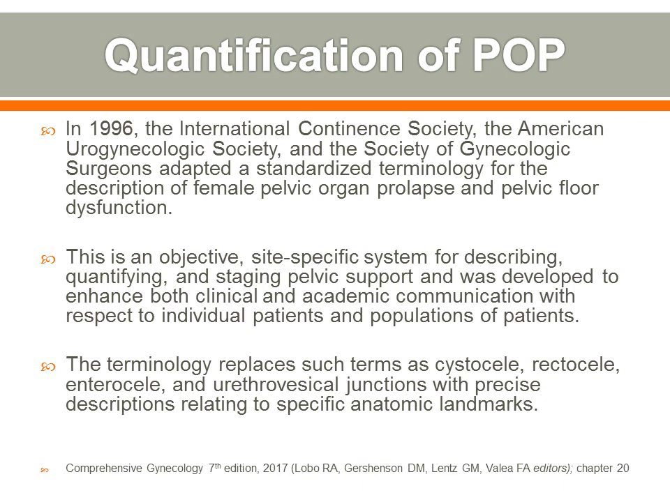In 1996, the International Continence Society, the American Urogynecologic Society, and the Society of Gynecologic Surgeons adopted a standardized terminology for the description of female pelvic organ prolapse and pelvic floor dysfunction. This is an objective site-specific system for describing, quantifying, and staging pelvic support and was developed to enhance both clinical and academic communication with respect to individual patients and populations of patients. This terminology replaces terms such as cystocele, rectocele, enterocele, and urethrovesical junctions with precise descriptions relating to specific anatomic landmarks.